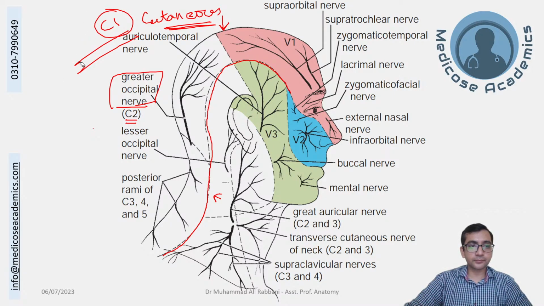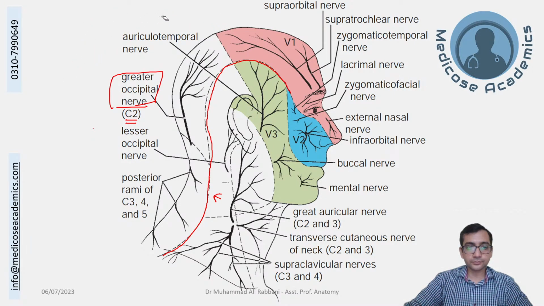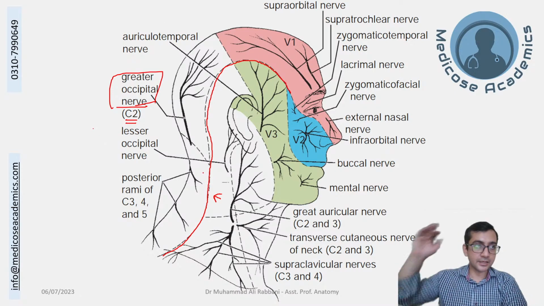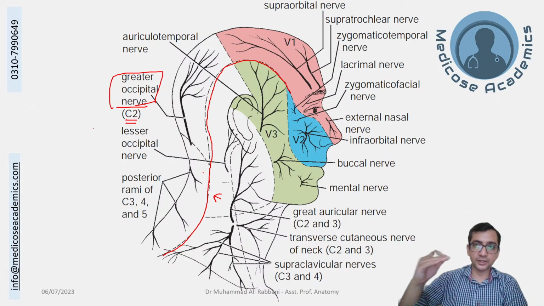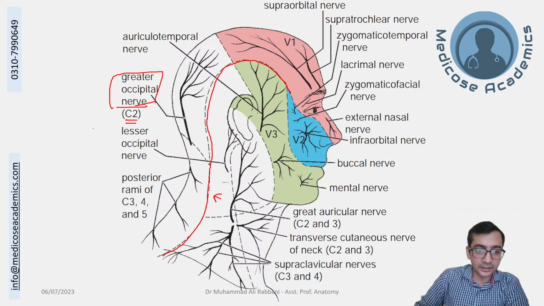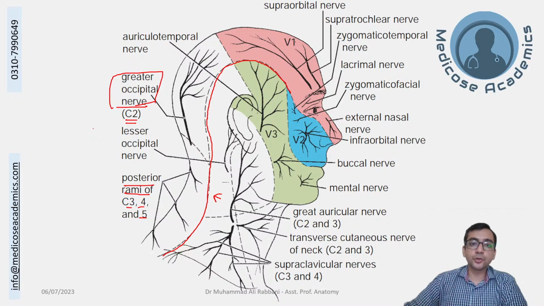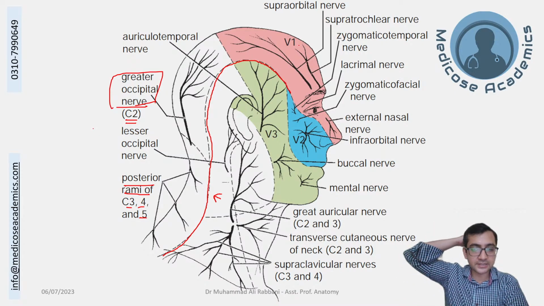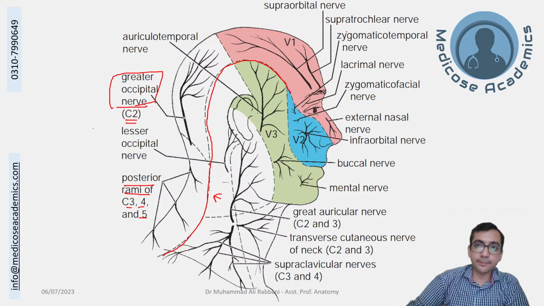So we have C1, then C2 supplying the back, and as you move down, you will have C3, C4, C5 segmentally supplying, focusing on the posterior ramus. The back half of the superior surface, the back of the head, is supplied by C2, known as the greater occipital nerve, and it is the posterior ramus.